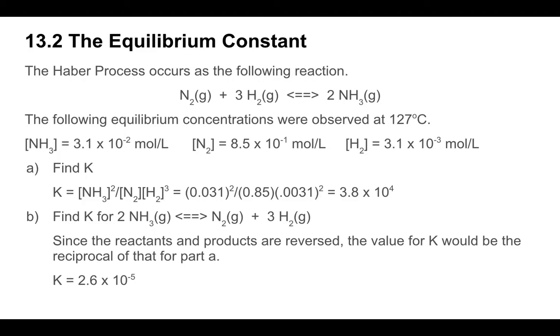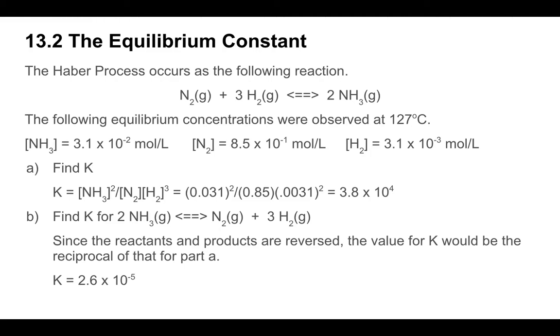Second question. What would the K be if I wrote the reaction backwards? Well, I could write the K for this and put the numbers in and solve for it, or I could just recognize that writing it backwards simply flips the bottom to the top and the top to the bottom. In other words, it's the reciprocal. So all I need to do is take 1 divided by 3.8 times 10 to the 4th, and I would get the K value for this reaction, 2NH3 yields N2 plus 3H2, to be 2.6 times 10 minus 5.